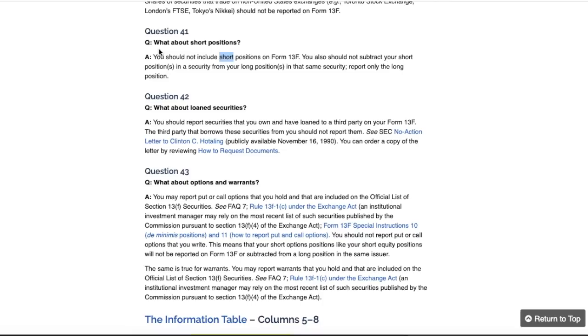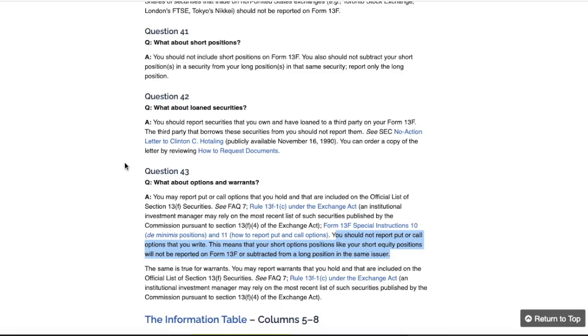What about short positions? You should not include short positions on Form 13F. What is going on there? Why don't they have to report short positions? You may report put or call options that you hold and that are included in the official list of Section 13F securities, but you should not report put or call options that you write. This means that your short options positions, like your short equity positions, will not be reported on Form 13F.